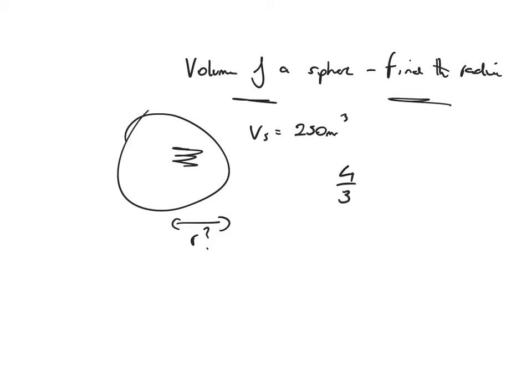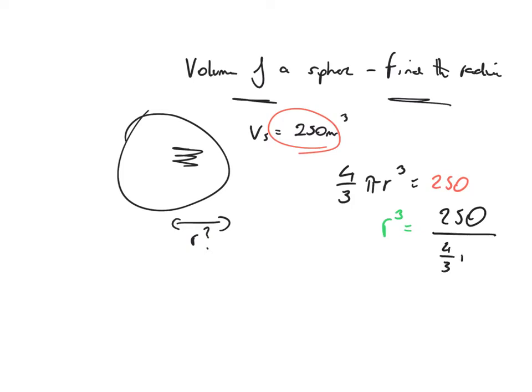Okay, the first thing is to quote the formula. Remember that that's given to you in the formula sheet for the volume of a sphere, which is 4/3 pi r cubed. And we know that that is equal to 250. So it's just a case of changing the subject of the formula to get the radius now. So I can gather the 4/3 pi, which is multiplying r cubed, and bring that down and divide. So it's going to be 250 over 4/3 pi.